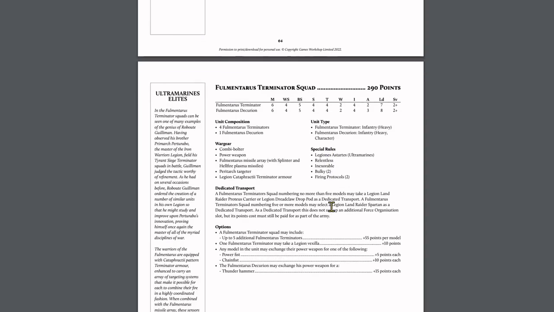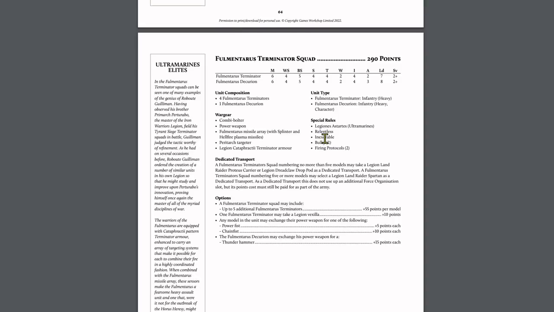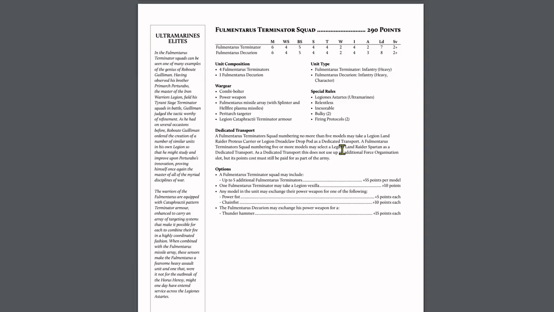Full Mentaurus Terminator squad as well. So this is Guilliman copying Iron Warriors Siege Tyrants, except apparently he's just done it incredibly better than they did. So they got firing protocols too, so they can fire their Hellfire plasma missiles and their combi bolter in the same turn. They're 290 points.